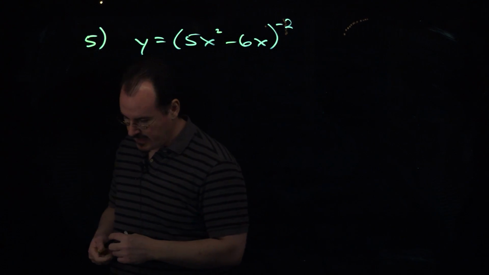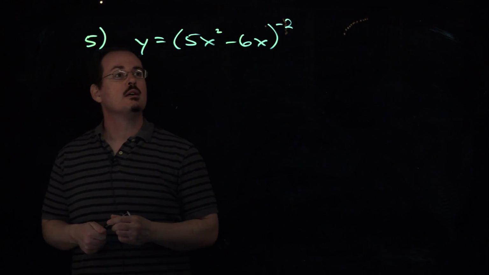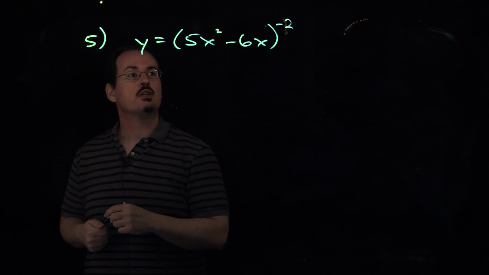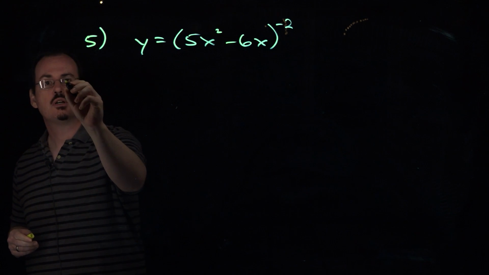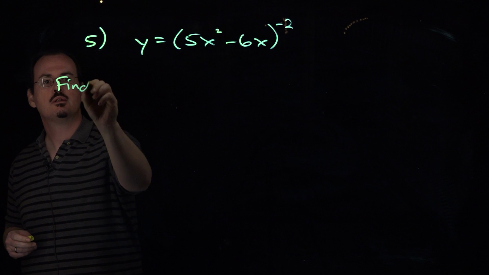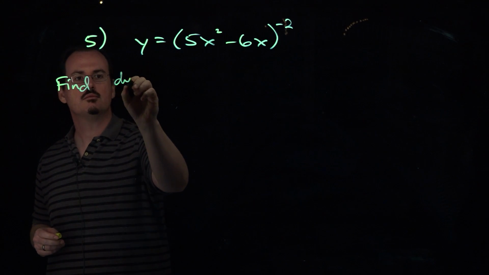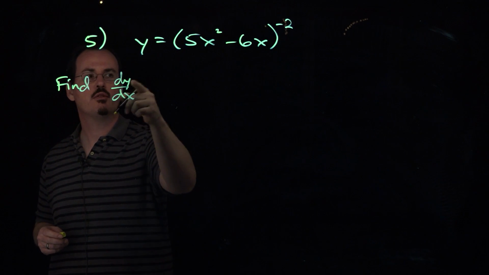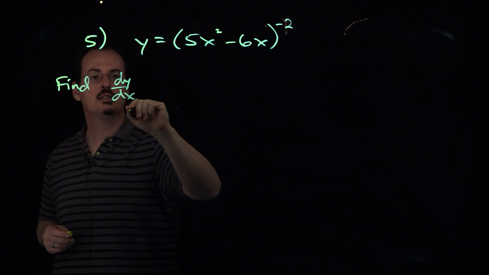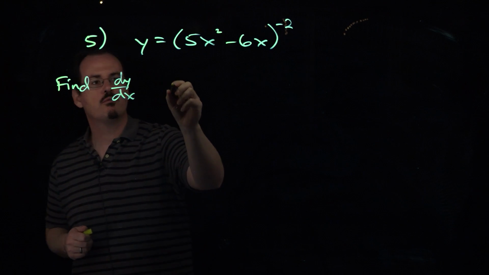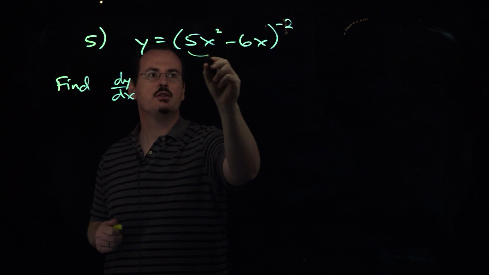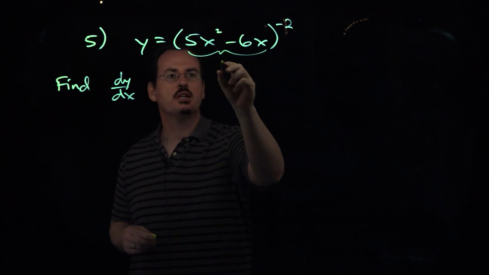Looking at example 5, section 4.3, we're supposed to take the derivative of this function, which we call dy dx. That is, find the derivative of the function y with respect to the variable x.